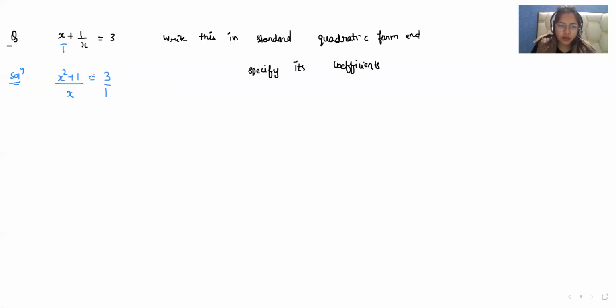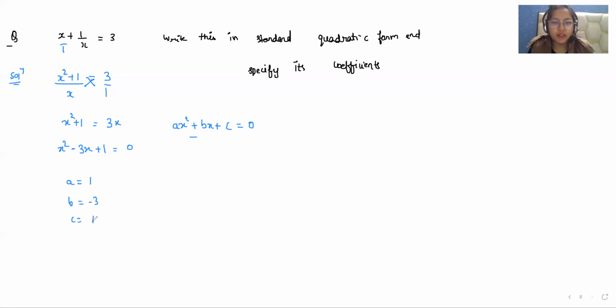Here we'll take it 1 and do the cross multiplication. Equals 3x. Because in the algebraic quadratic equation, our equation is in the form of ax square plus bx plus c equals 0, we'll take 3x to this side, so it is x square minus 3x plus 1, and consider it equal to 0. Now we can compare this. So a equals 1, b is minus 3, and c is 1.